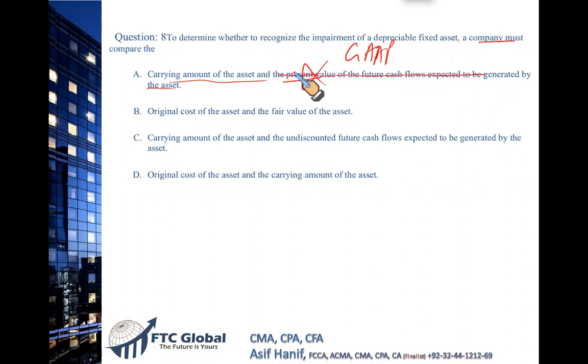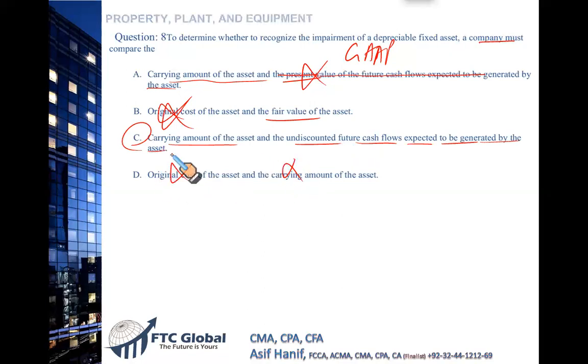So that's not right. Then original cost and the fair value, we do take fair value, but not the original cost. Incorrect. Carrying value of the asset and the undiscounted future cash flows expected to be generated by the asset. Exactly. That's the right answer. Carrying amount with the undiscounted future cash flow. That's the right option. And the original cost, no. So that makes C the correct option.